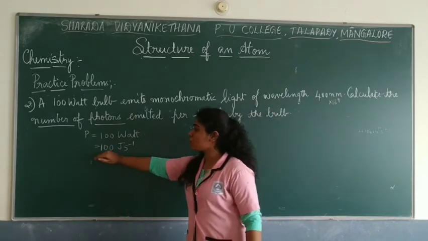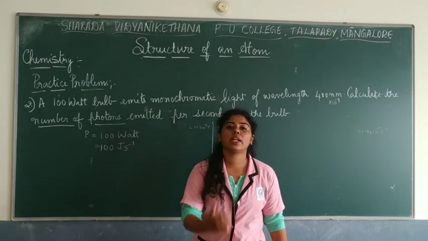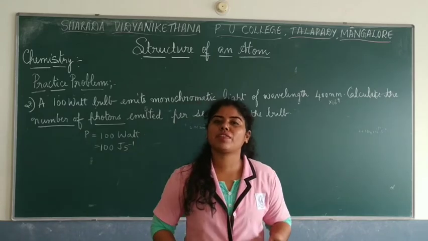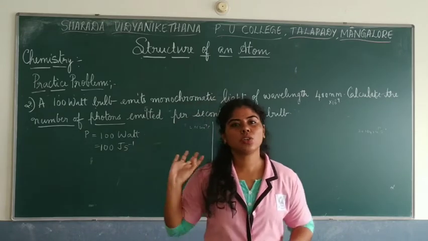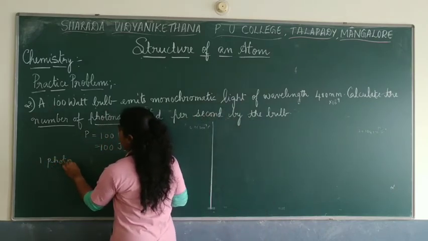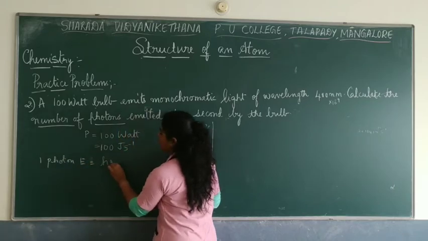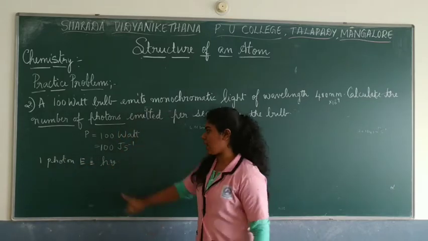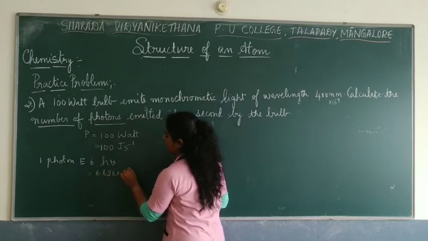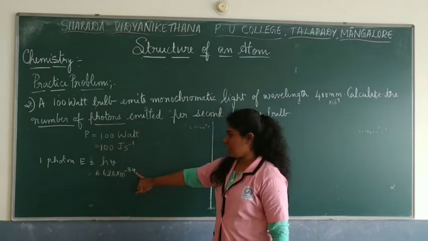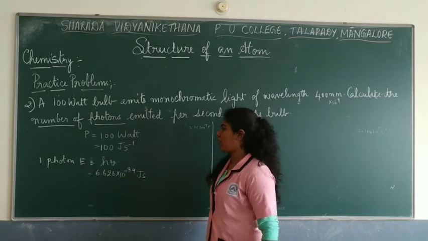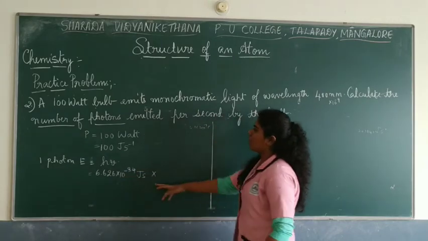Don't worry. So first, what we have to do? We will calculate the energy of one single photon. Now the energy of one single photon is calculated by the same formula. What is it? E is equal to h nu. You know what h is, right? Substituted here, 6.626 into 10 to the power minus 34, joule seconds. That's the unit for h, Planck's constant.